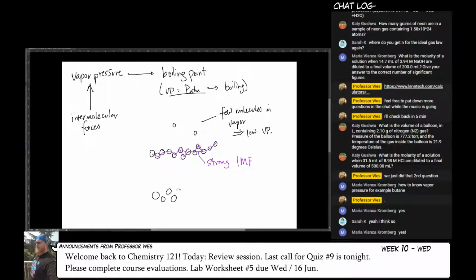Alternatively, here's all of my molecules again, and I have very weak intermolecular forces. In this case, my molecules can escape because it's very easy for them to do so. There's nothing holding them in place, right? I'm trying not to spell it the Canadian way, even though I want to. So if there are weak intermolecular forces, then you have a high vapor pressure.